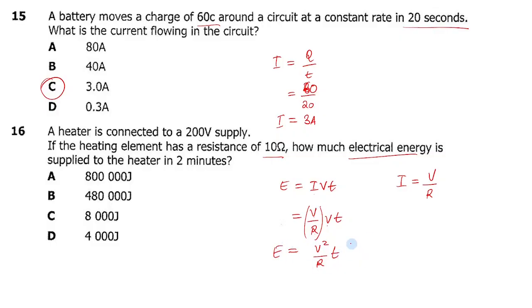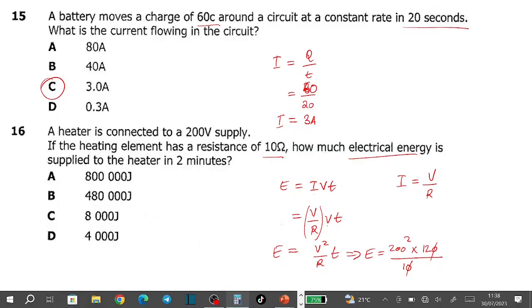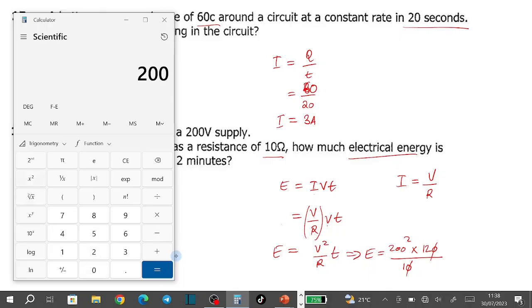Having this new formula, what we are going to do is substitute. Voltage is 200, so electrical energy is equal to 200 squared, times time, which is 2 minutes. You convert 2 minutes into seconds, it will be 120, over resistance, which is 10. So here you cancel quickly, then you just have 12 times 200 squared. First, let's say 200 squared.